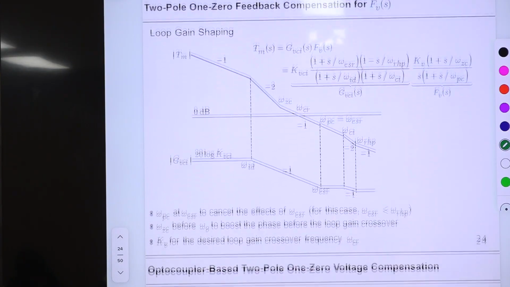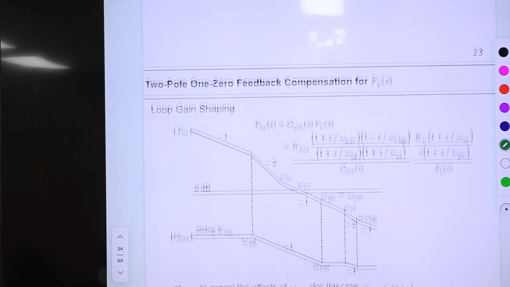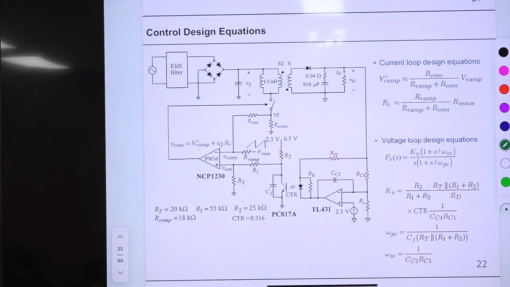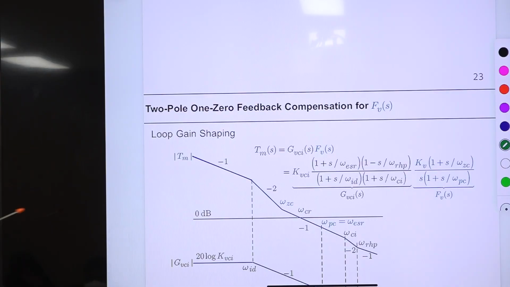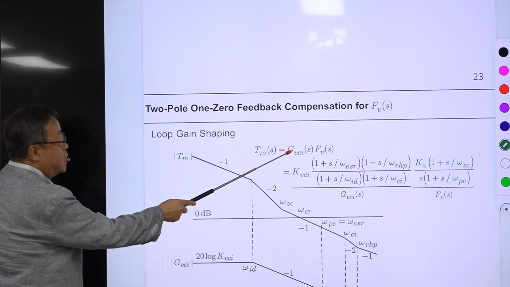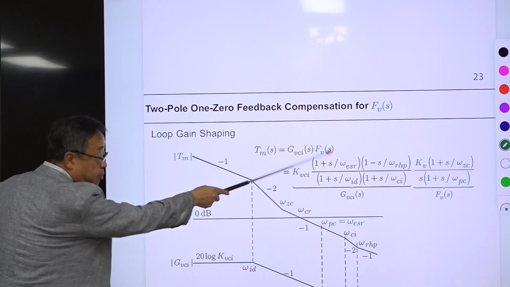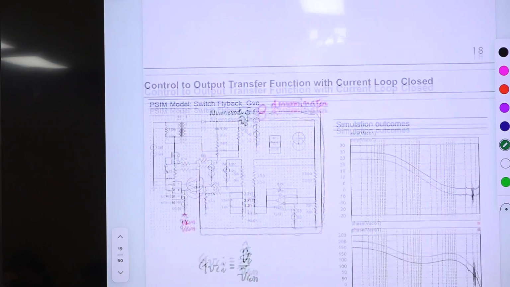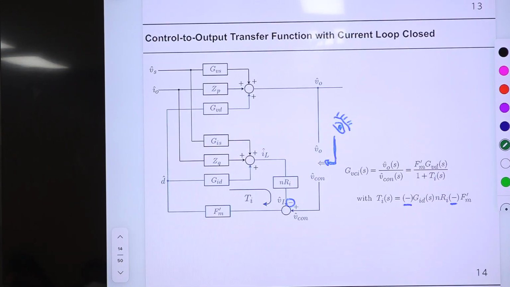This is the voltage loop design. Loop gain shaping. Loop gain is, this is the control to output transfer function with the current loop closed. Then you multiply this voltage feedback compensation. That becomes the loop gain. I think I should repeat this block diagram again somewhere there.